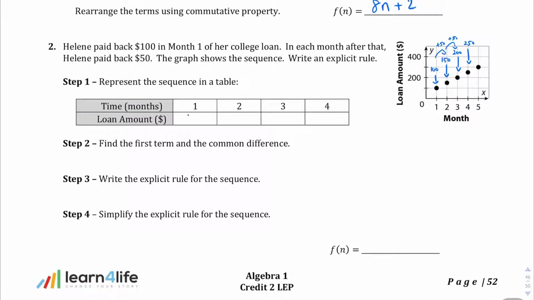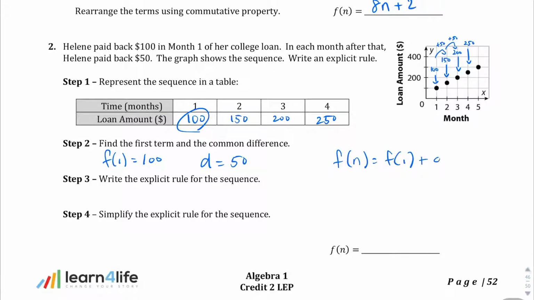So month 1 she's paid $100. Month 2 she pays 50 more, so now she's paid 150. Month 3, now she's paid 200. Month 4, now she's paid 250. First term is 100. So f of 1 is going to equal 100. And then the common difference is going to equal 50. Let's write that explicit rule, which is, remember, f of n is equal to the first term plus the common difference times n minus 1.